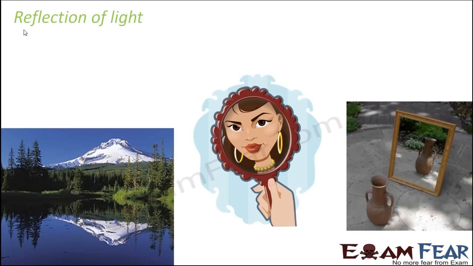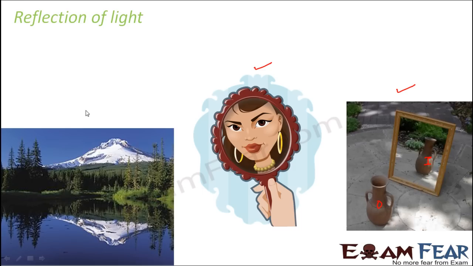So reflection, what does the word reflection mean? Look at these pictures on the screen. In the second picture, you can see that a lady is viewing herself in the mirror. So on this side is the lady and on this side is her image. How is this image formation happening? This is by reflection of light. Here you look at this picture where you can see that this is the object and this is the image which is being formed, and the image is exactly identical to the object.